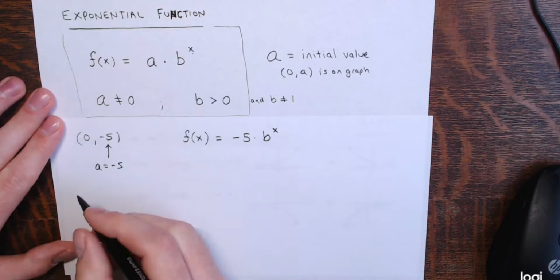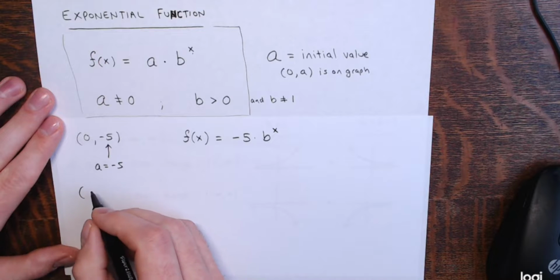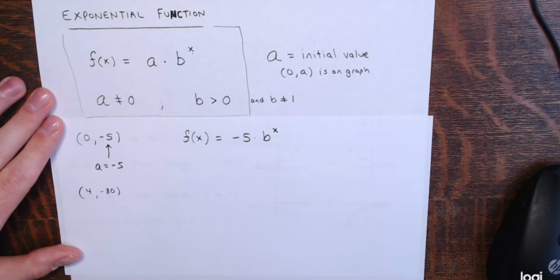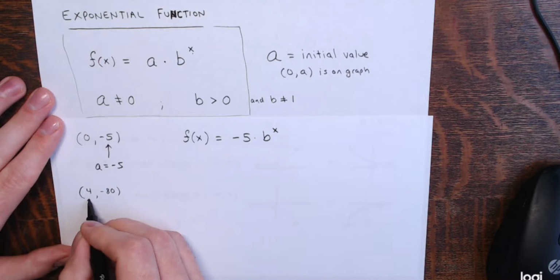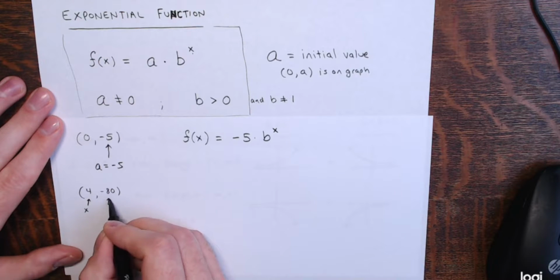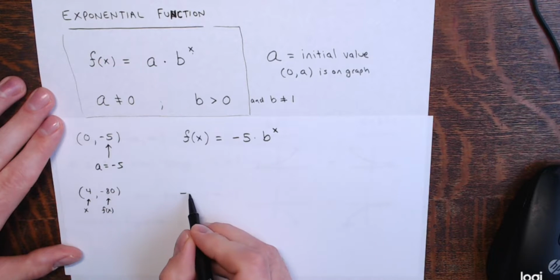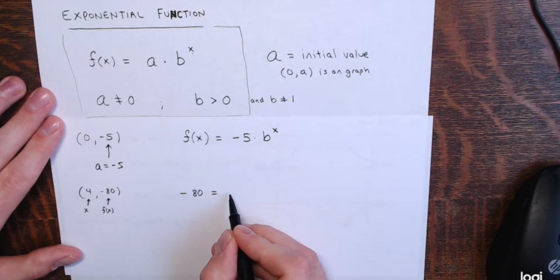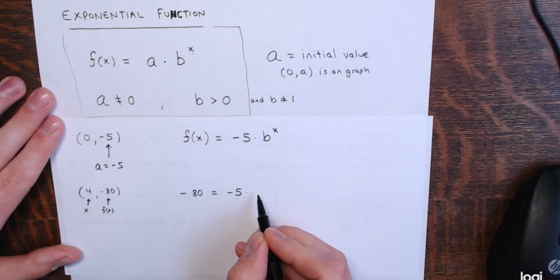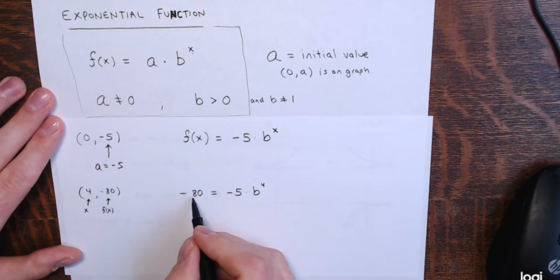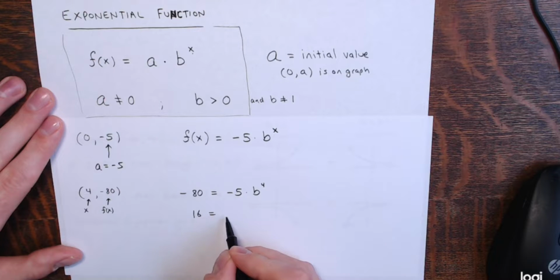Now we use the other point that we were given. 4, -80 is also on the graph. I replace x with 4, and then f of 4 is -80. I replace f with -80. So -80 on the left equals -5 times b to the 4th power. All right, replacing x with 4. Dividing both sides by -5 gives me 16 over here. B to the 4th. So b could be 2 or -2.